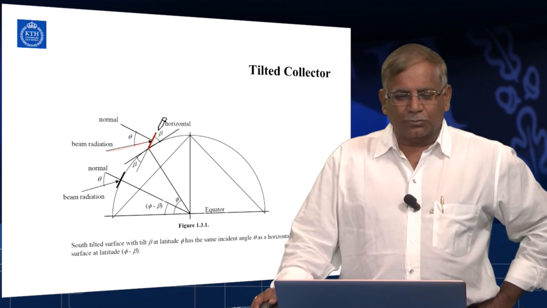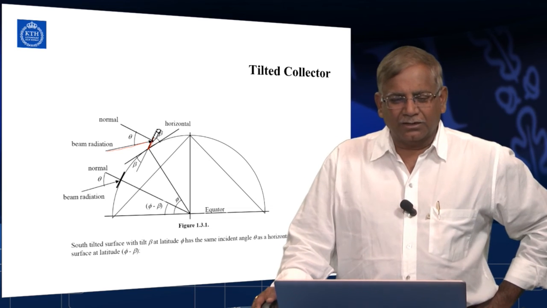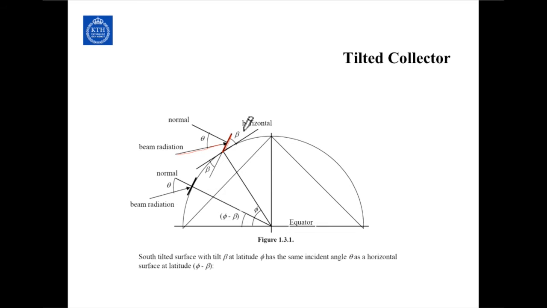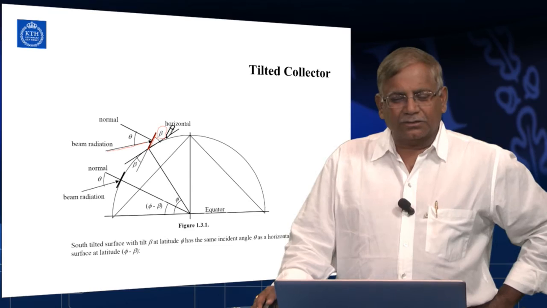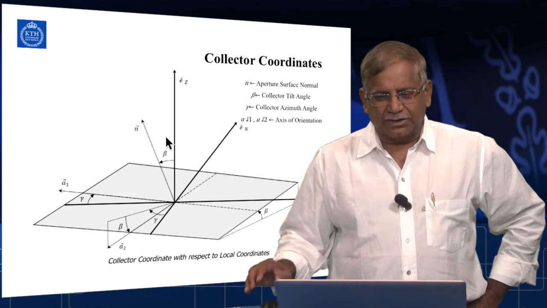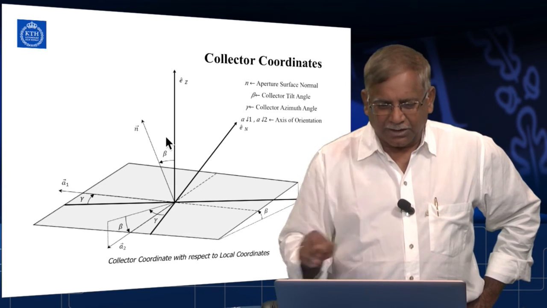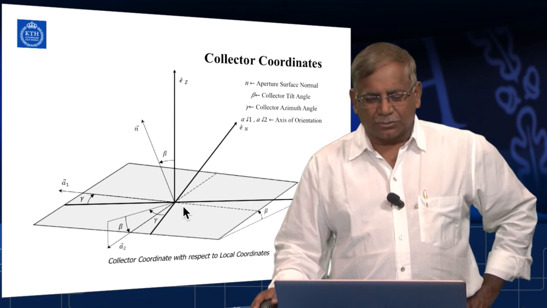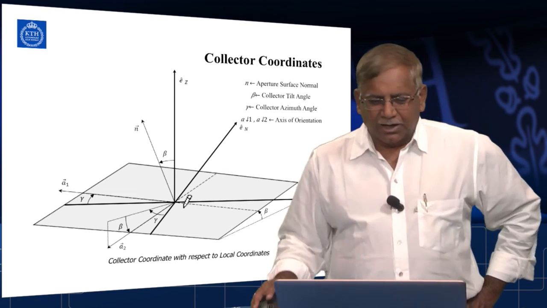So typically what we want to do is put in an angle, and that angle is beta, which is the latitude angle. So this is very important. In the northern hemisphere, you orient the panel facing south at a latitude angle, and that gives you the maximum radiation.